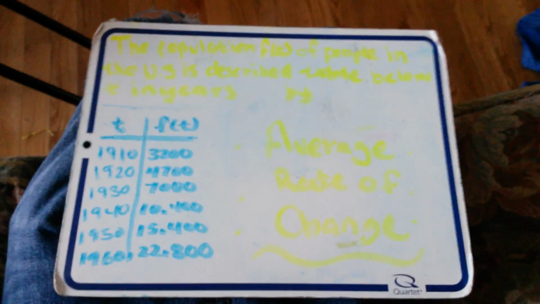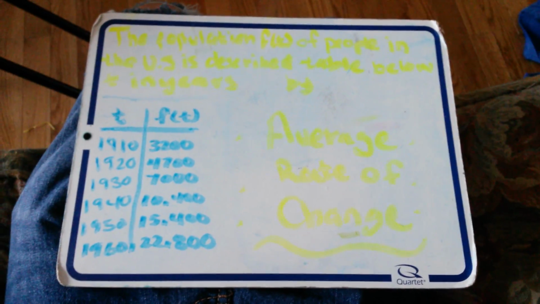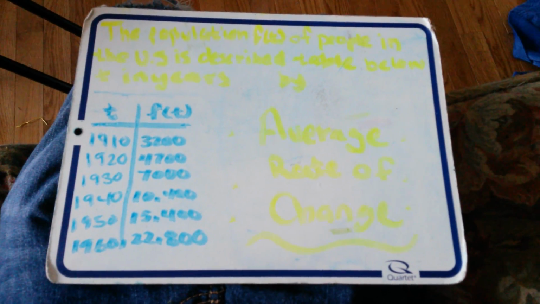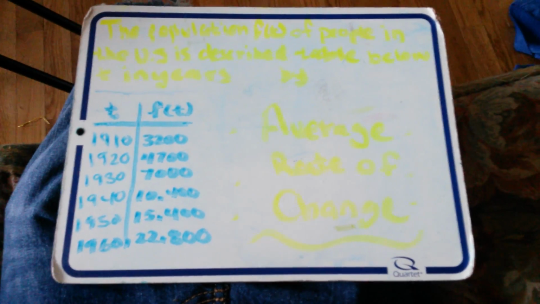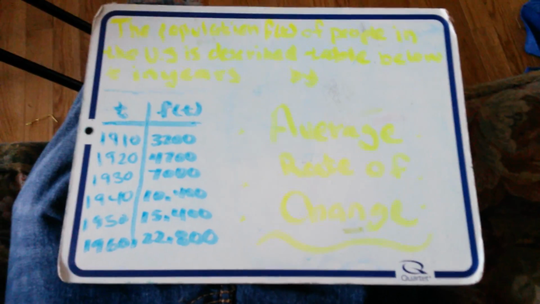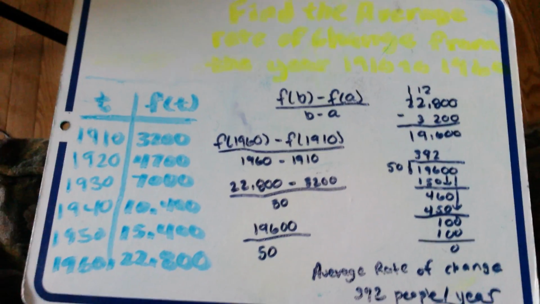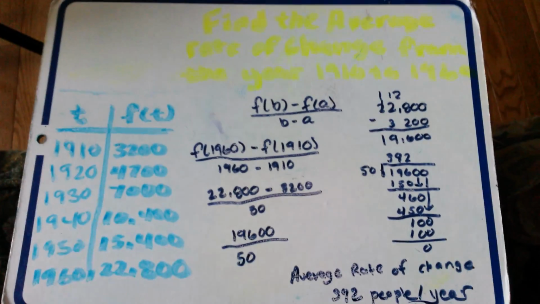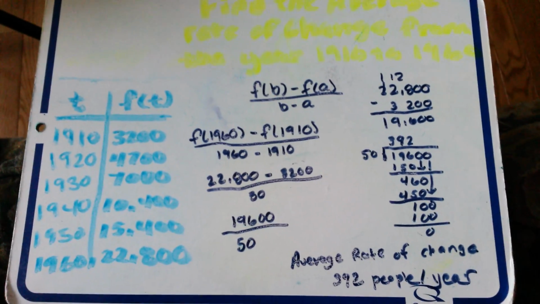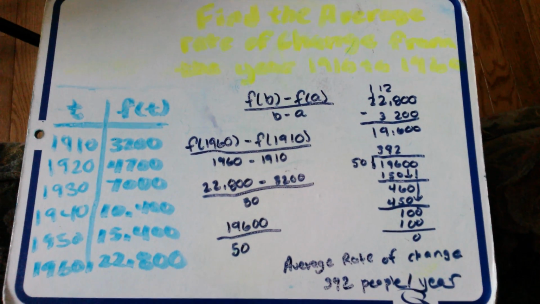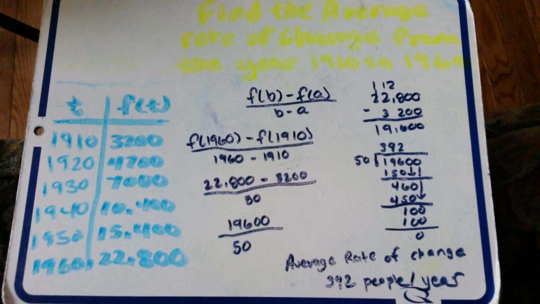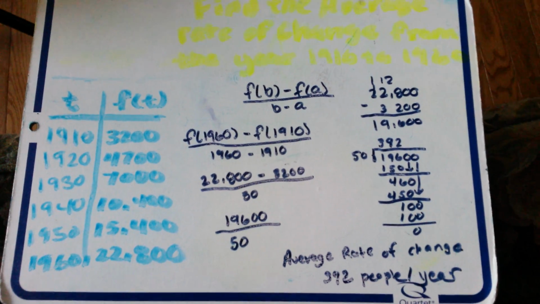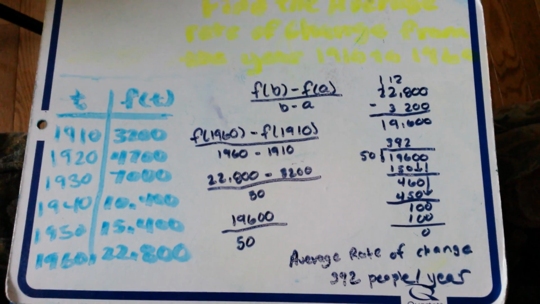Okay, now I'm going to show you how to work it out. We're going to get a question right quick to show you how to do average rate of change. As you see here, I got it all worked out, and we got the question. I'm going to read it to you. Find the average rate of change from the year 1910 to 1960. I know you can't read it. It's okay.